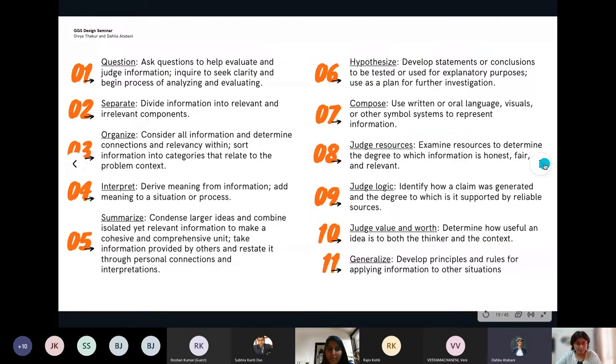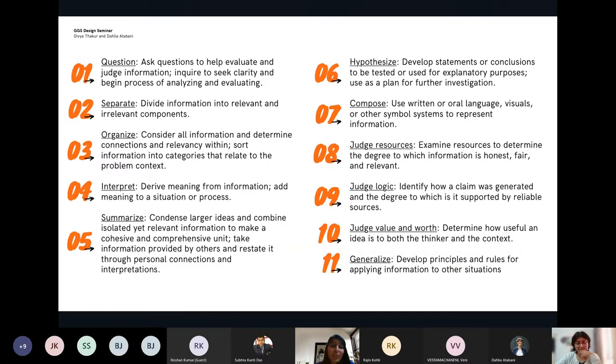So let us look at some of these strands here. You can again select two or three of them and reflect on whether they are critical or creative thinking. We will start with the very first one, that is question. Ask questions to help evaluate and judge information. Inquire to seek clarity and begin the process of analyzing and evaluating.